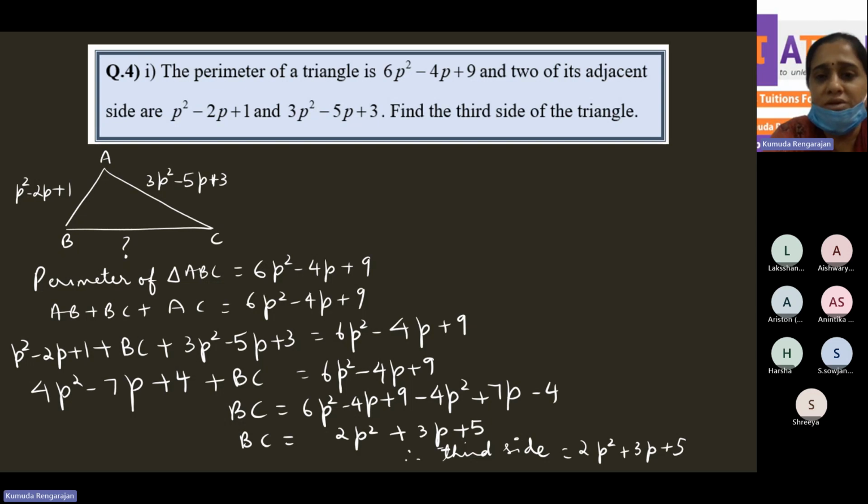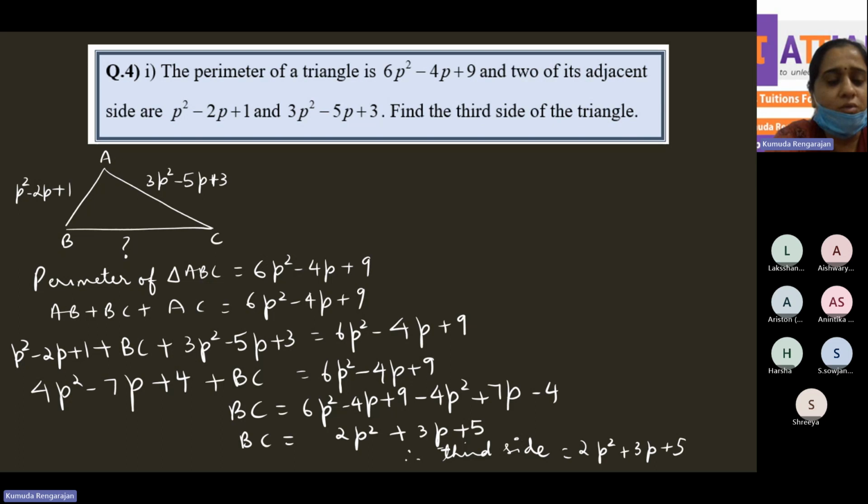Okay, so first, what is given? Perimeter is given to you. What is perimeter? 6p square minus 4p plus 9. Write that. Now below perimeter, how do you find the perimeter? Sum of the three sides. That means AB plus BC plus AC is equal to 6p square minus 4p plus 9. Now substitute the expressions for AB and AC, because BC we don't know.